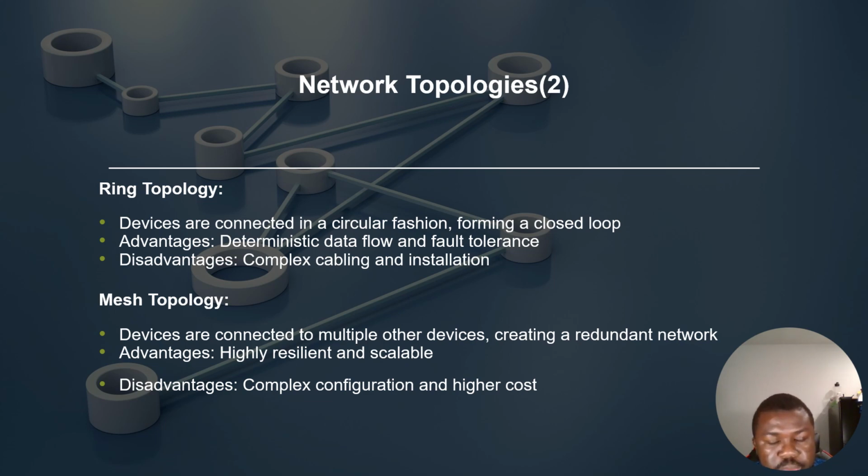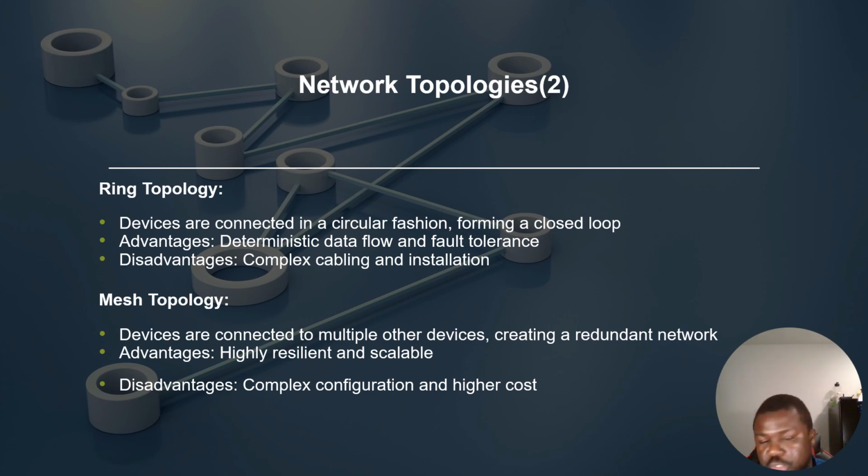Moving on to the other two types of network topology that I mentioned earlier. The first of the two that we're going to talk about now would be ring topology. In a ring topology, devices are connected in a circular fashion, forming a closed loop. The advantages that this closed loop offers are deterministic data flow and, of course, fault tolerance. The disadvantage, however, is complex cabling and installation.